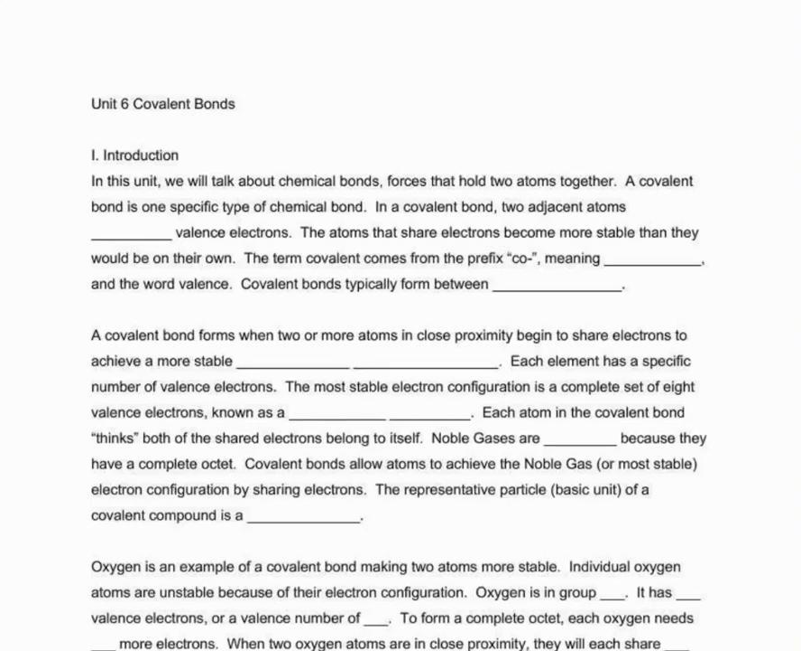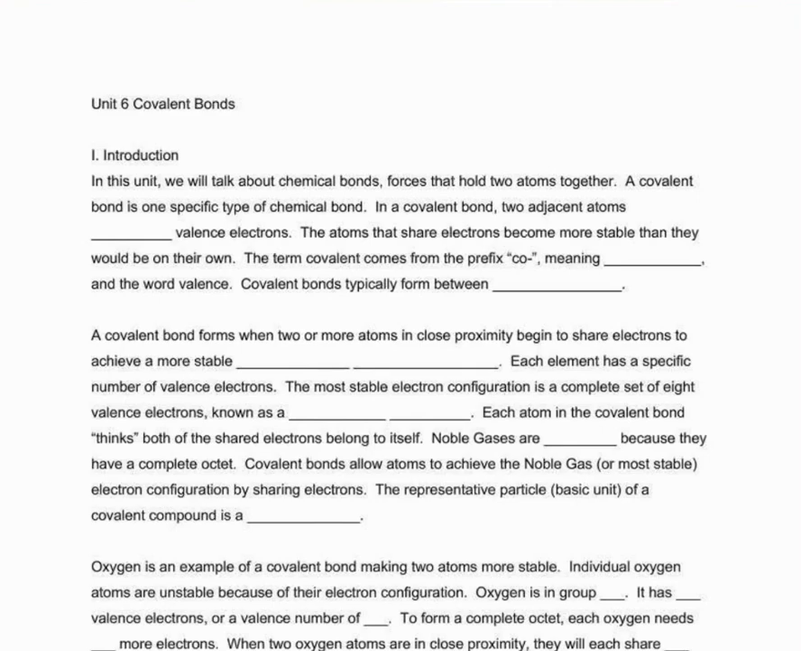So this is Unit 6 for chemistry. We're talking about chemical bonds. So in this unit, we're talking about chemical bonds, which generically speaking are a force that holds two atoms together. We've seen this definition in several units already. But today we're talking about a specific type of chemical bond, and that is a covalent bond.